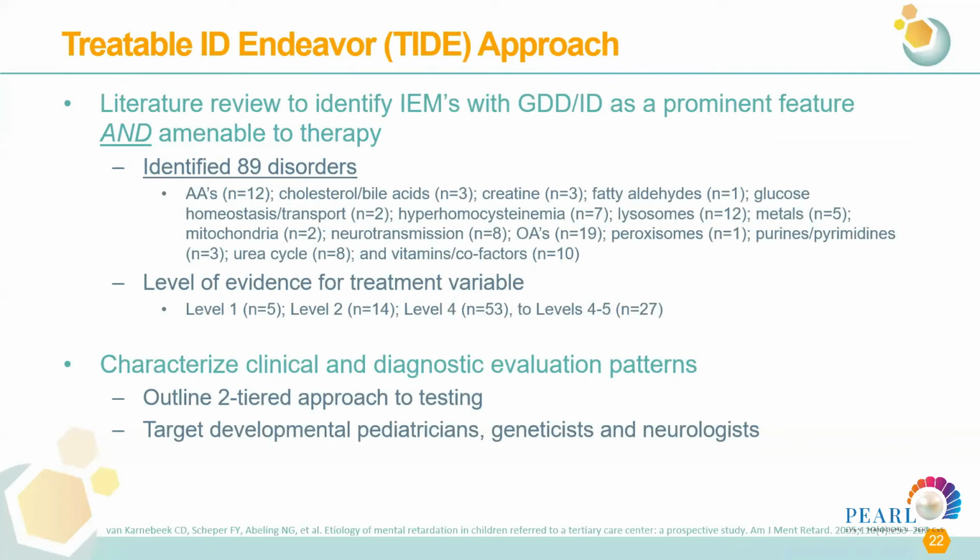So they did a literature review to identify inborn errors of metabolism that have global developmental delay or intellectual disability as a prominent feature. In addition, the condition had to be amenable to therapy. With this review, they identified 89 disorders, and they list them here. The level of evidence for the treatment also varied. Based on that, they characterized clinical and diagnostic evaluation patterns, and they outlined a 2-tiered approach to testing. This was targeted for developmental pediatricians, geneticists, and neurologists.